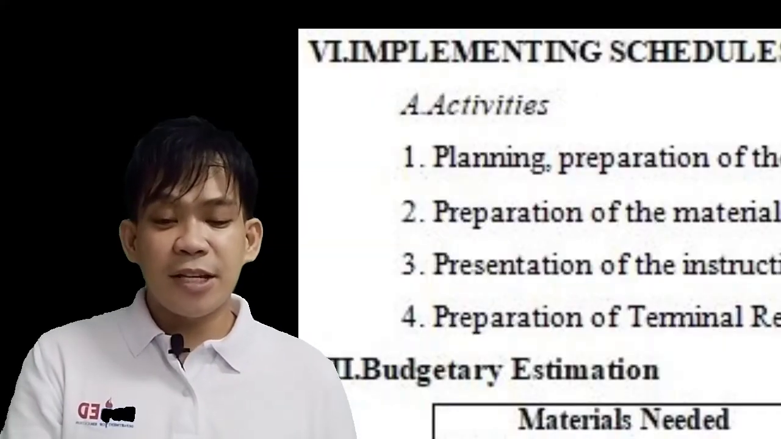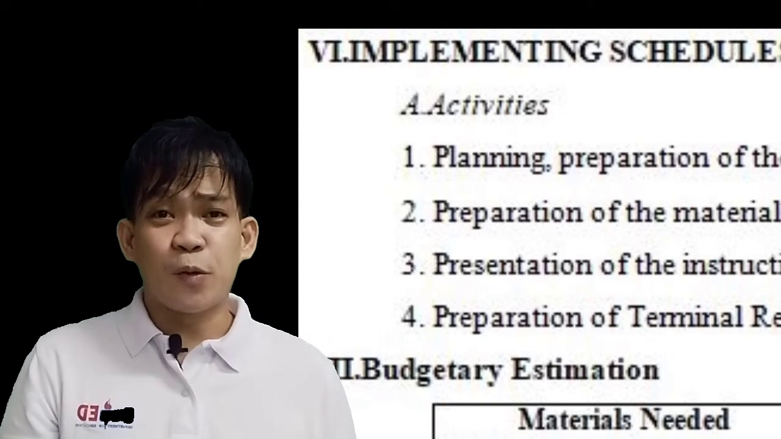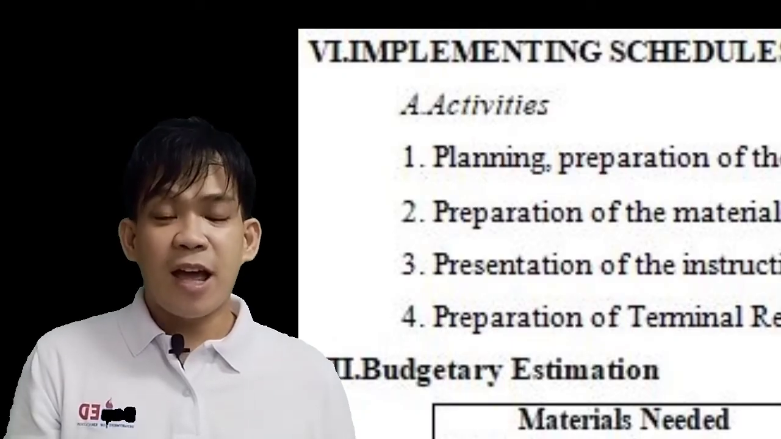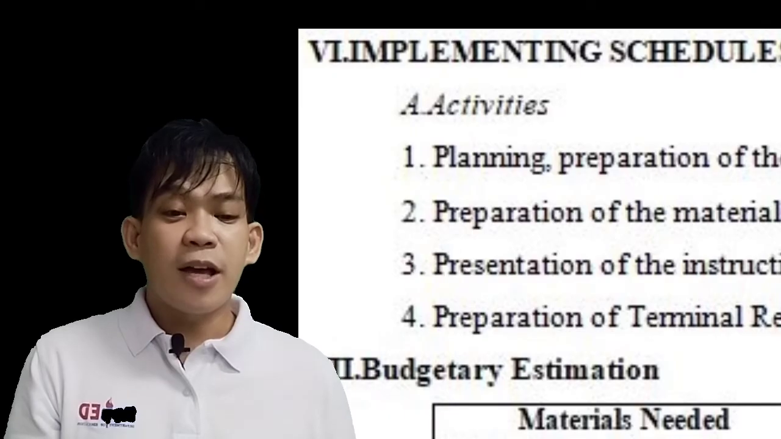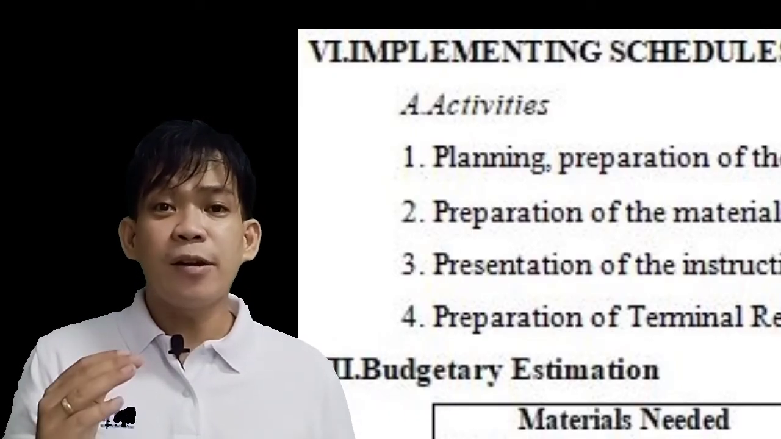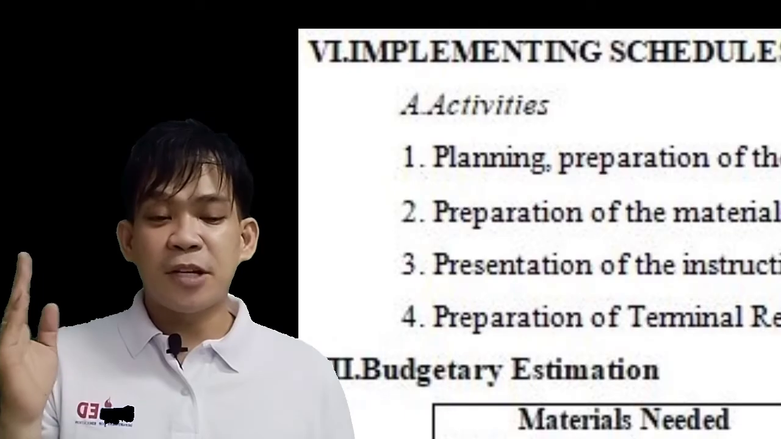Then, Roman number 6, implementing schedule. So, na-foresee nyo kung kailan nyo i-implement. Ngayon, you have to be specific kung ano-ano ba yung mga activities na gagawin nyo in implementing your project or your innovation. Ayan, nilagay nyo lang dyan. Nakikita nyo naman dyan yung sample.